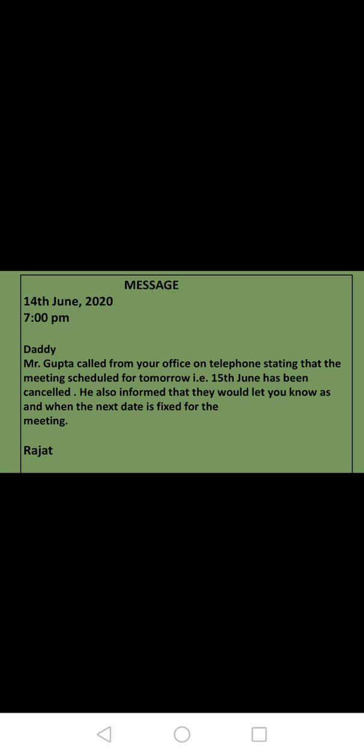MESSAGE in capital letters. Then you are going to leave one line and on the left side you are going to write the date. Now that date was given that on 15th June the meeting is cancelled. So we are going to write 14th June. So 14th June 2020. You are able to see the date clearly. Then timing.